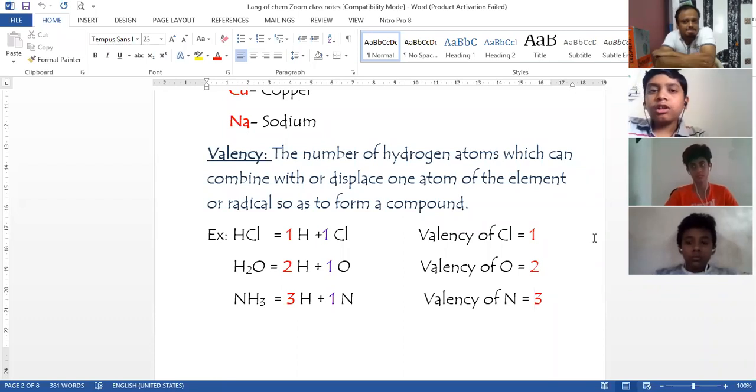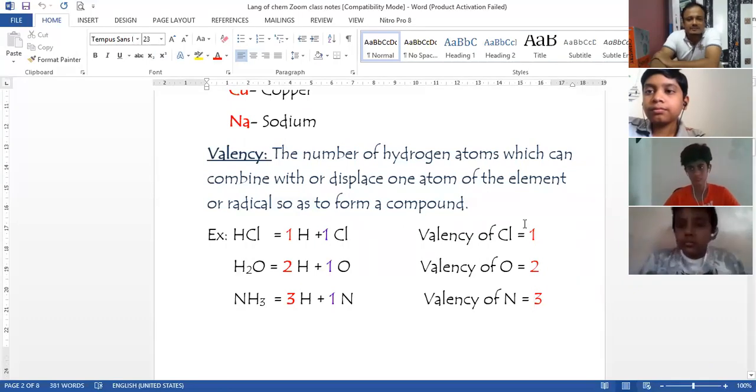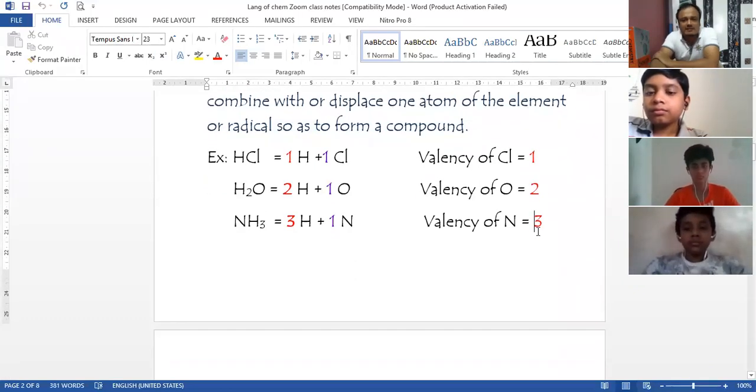Two. So why is it 2? Because there are two hydrogen atoms in a molecule or in a compound, like if I'm taking H2SO4. Okay, good. So this is very simple. This is one way to identify valency.